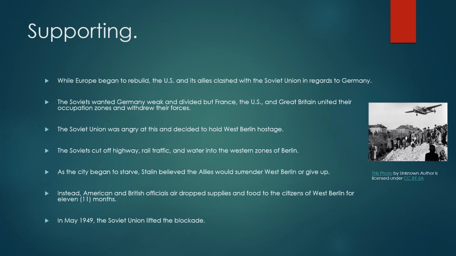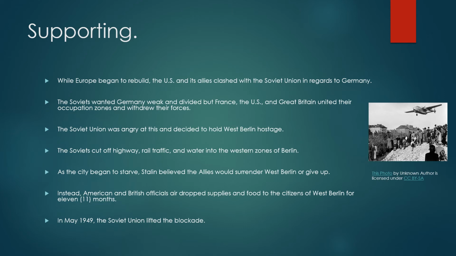So while Europe began to rebuild, the U.S. and its allies clashed with the Soviet Union in regards to Germany. The Soviets wanted Germany weak and divided, but France, the U.S., and Great Britain united their occupation zones and withdrew their forces. So instead of having these 4 division zones, we now have 2. We have the Soviets controlling one, we have the Allies controlling another.